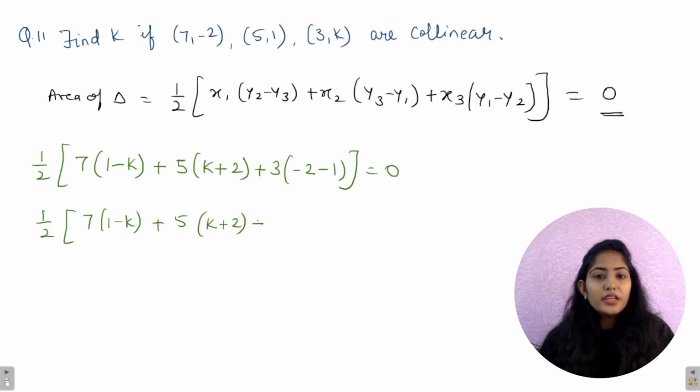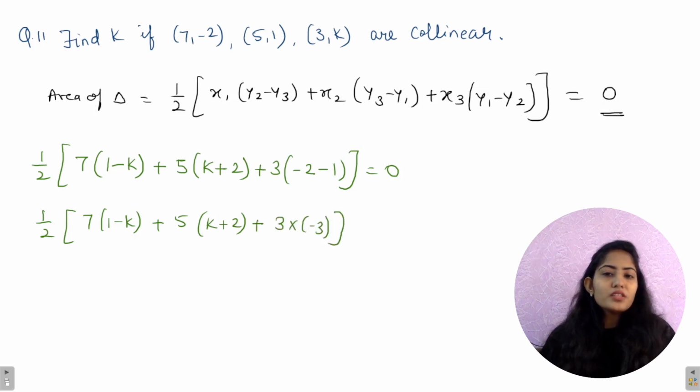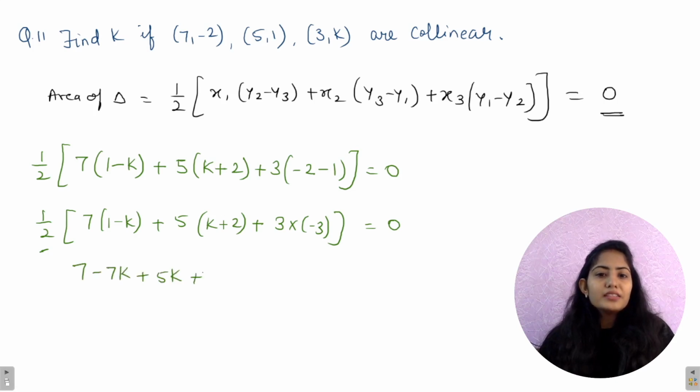plus 3 into -3. तो ये जो प्लस, ये इधर का हाफ है उधर चला जाएगा, then it is again will be equals to 0. So I am neglecting it and just writing it 7 minus 7k plus 5k plus 10 minus 9, and that is equals to 0. So k will be solved. So it will become 7 minus 2k plus 1, that is equals to 0.